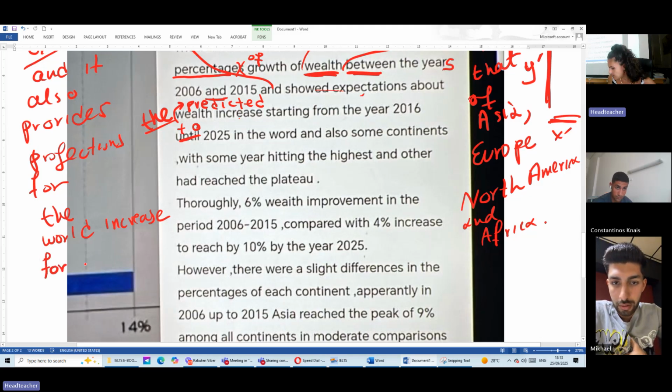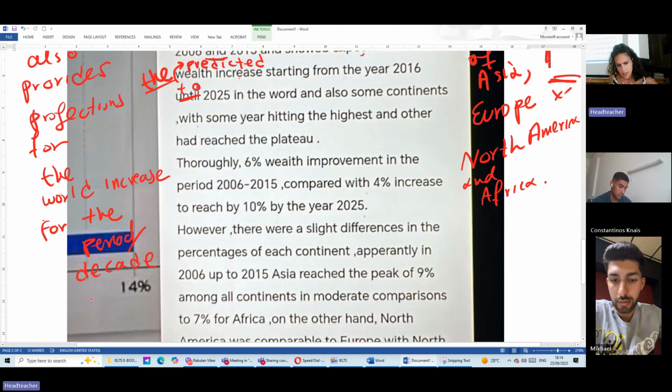For the years. For the period 2016. For the period or for the decade. You guys, you know what's a decade? 10 years together. For the period or for the decade between 2016 and 2025. So you don't need to write between and. You can just write it straight away, for the period 2016 to 2025. It's okay as well like that.